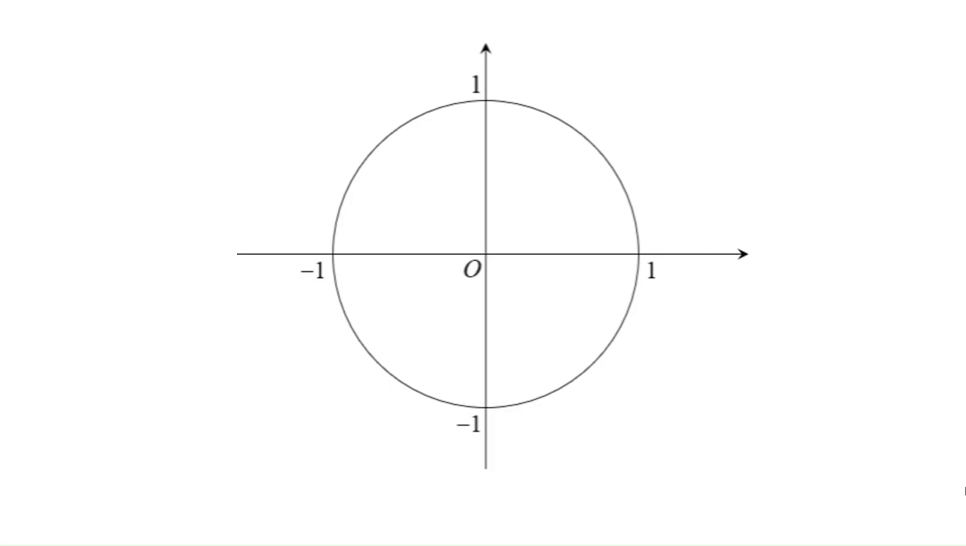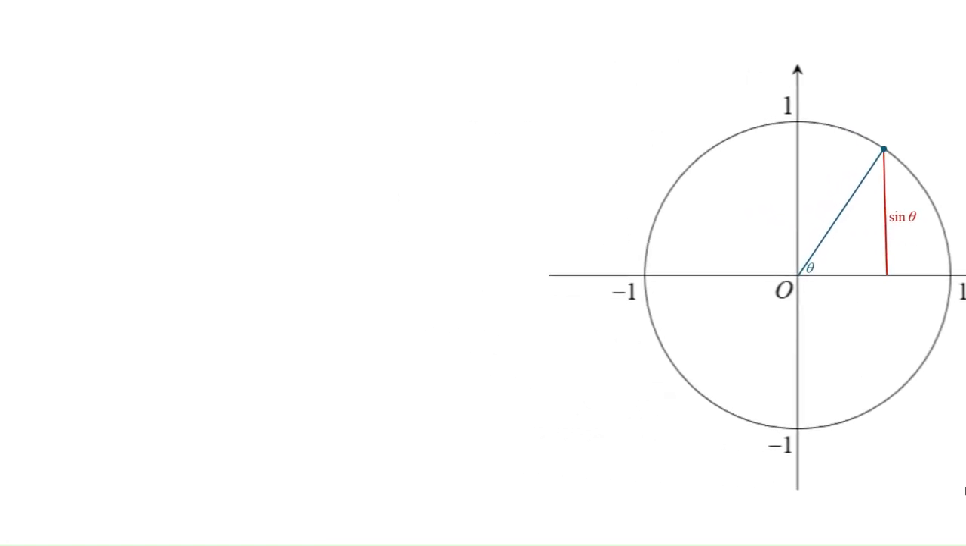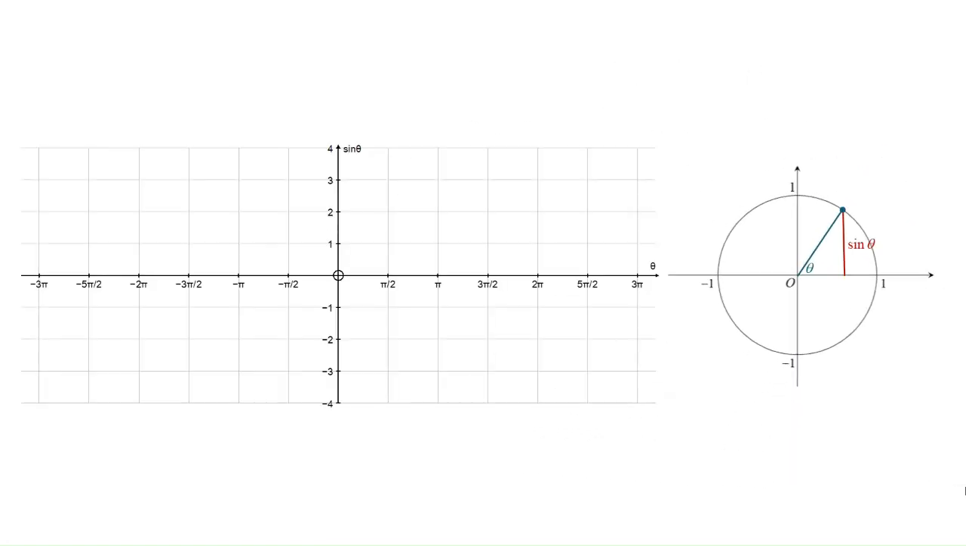On a unit circle, we have previously seen that a point forming an angle of theta has cosine theta and sine theta as its coordinates. In this video, we are interested in graphing the function y equal to sine theta. Let's take the unit circle aside and bring in a coordinate system where the horizontal axis will represent the angle theta and the vertical axis the returned value of sine theta.